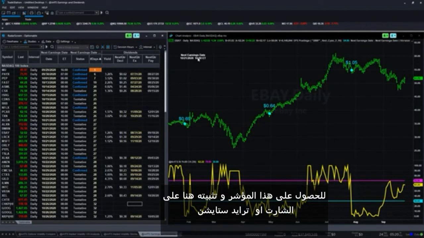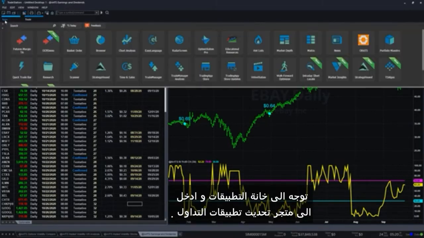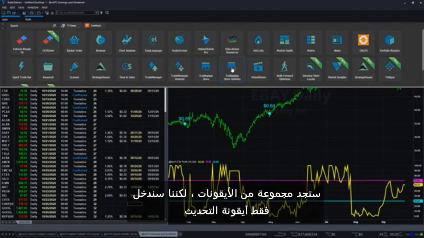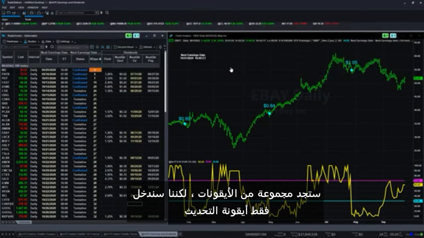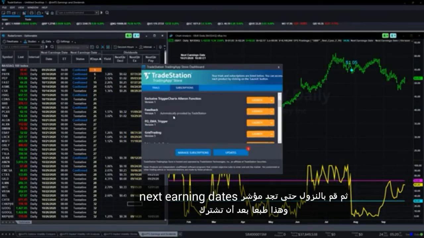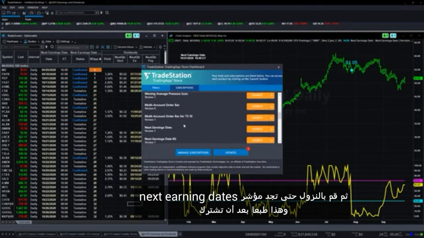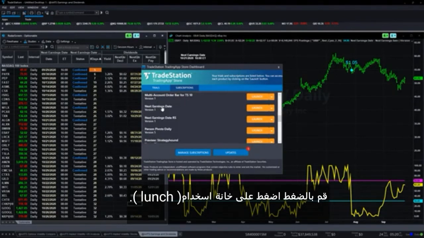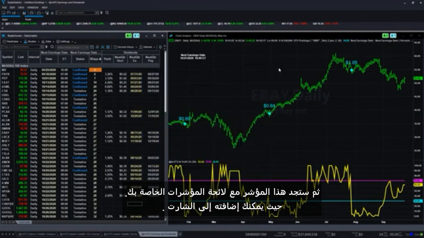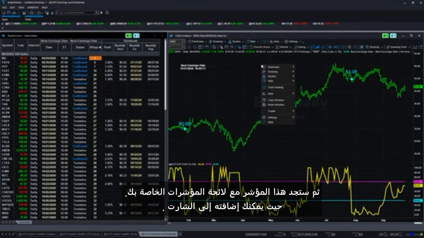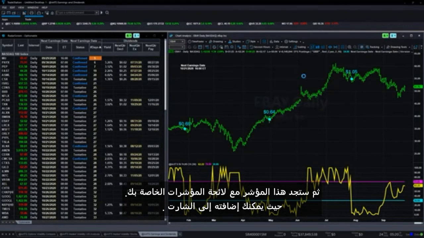Even if that happens, what you can do to get that indicator into the chart, or into TradeStation, is go to Apps and then Trading App Store Updates. There's a couple of trading store icons in here, but the one you want is the updates. And then you can come down here to Next Earnings Date. So this is after you subscribed. You just click on launch, and it will launch a workspace that comes from the store. And then in your list of indicators, you'll have an indicator that you can add to the chart. This is Add Studies.